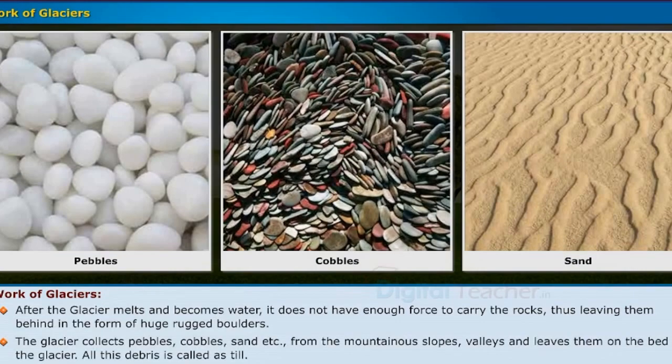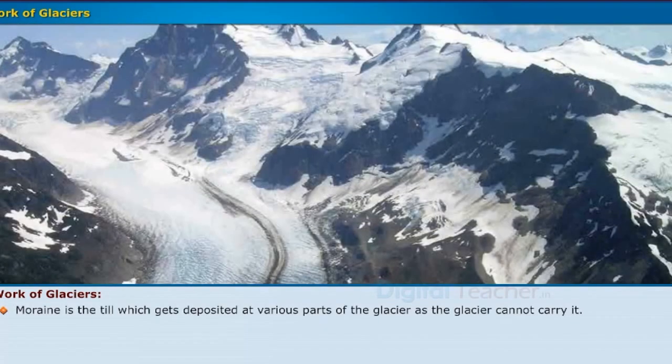The glacier collects pebbles, cobbles, sand, etc. from the mountainous slopes and valleys, and leaves them on the bed of the glacier. All this debris is called till. Moraine is the till which gets deposited at various parts of the glacier as the glacier cannot carry it.